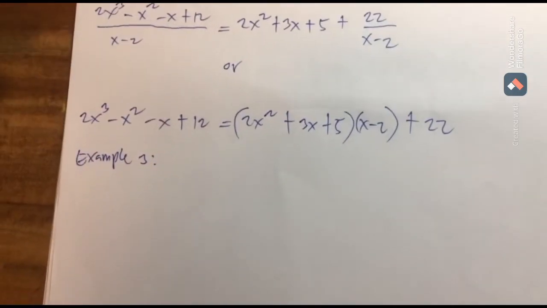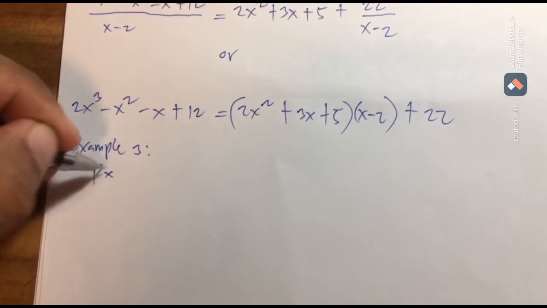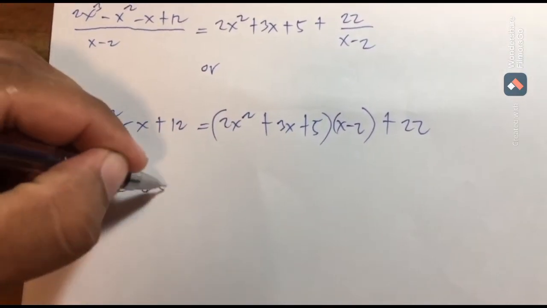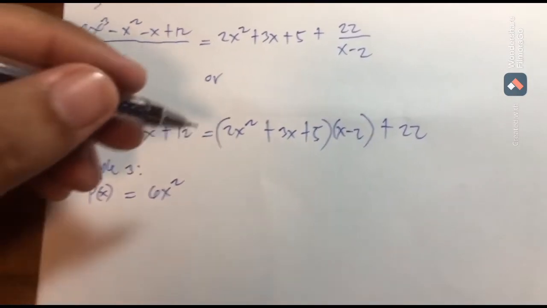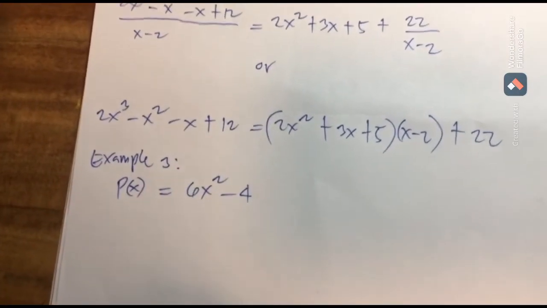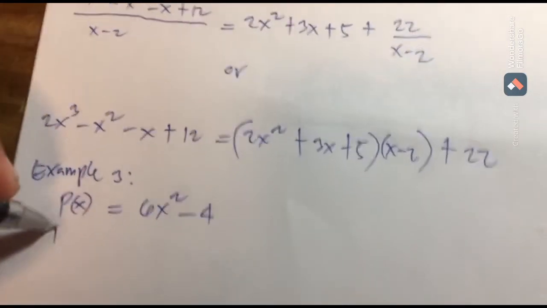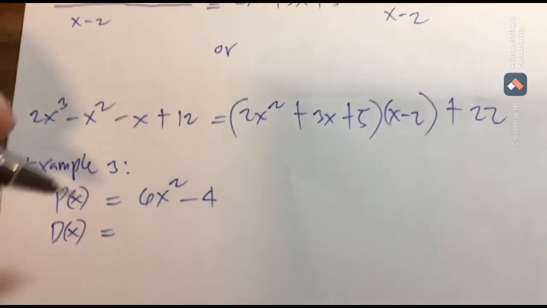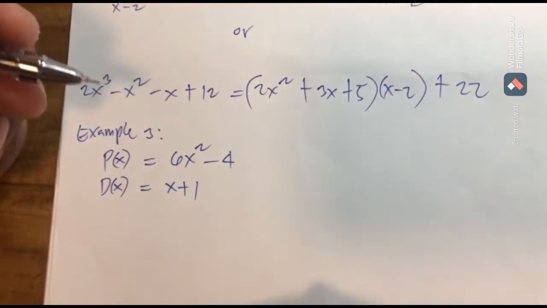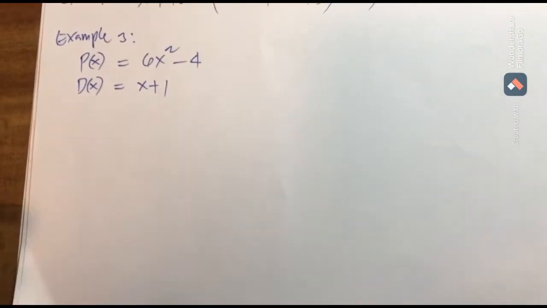Again, let me give to you my dividend. My dividend is still in terms of x. P of x is 6x squared minus, say, I have here minus 4. Then perhaps my divisor is d of x. My divisor is x plus 1. So are you ready to solve or to divide polynomials?